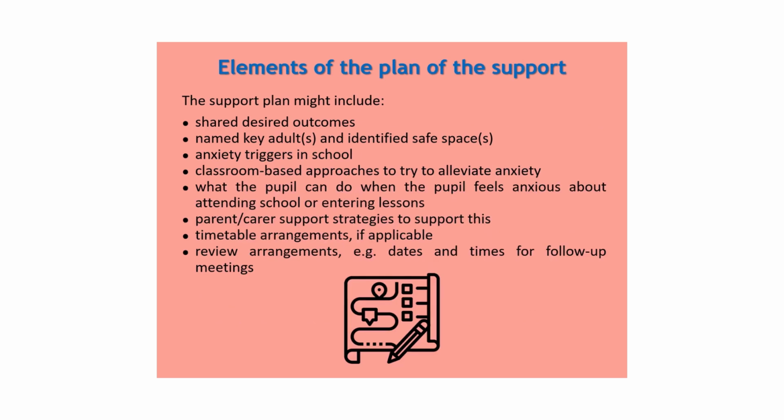Elements of the plan of support. The support plan might include shared desired outcomes, named key adults and identified safe spaces, anxiety triggers in school, classroom-based approaches to try to alleviate anxiety, what the pupil can do when the pupil feels anxious about attending school or entering lessons, parent-carer support strategies to support this, timetable arrangements if applicable, and review arrangements. For example, dates and times for follow-up meetings.